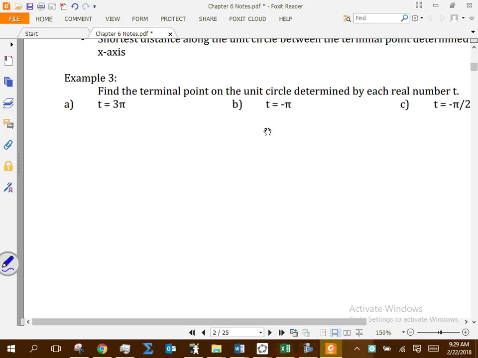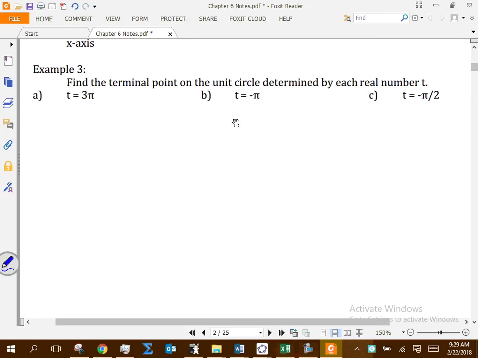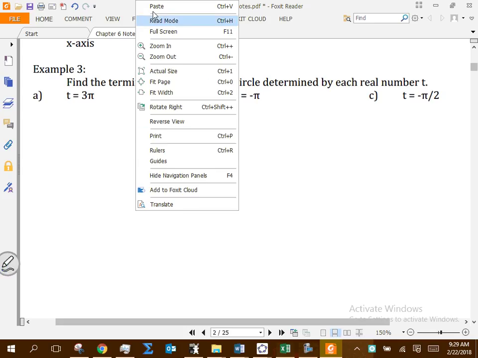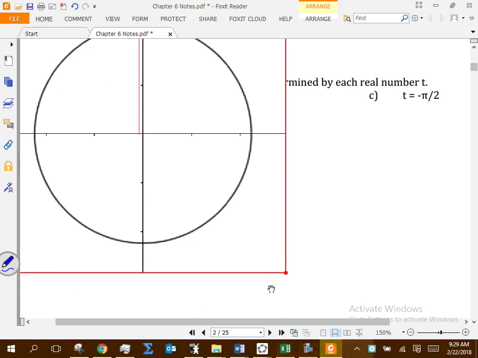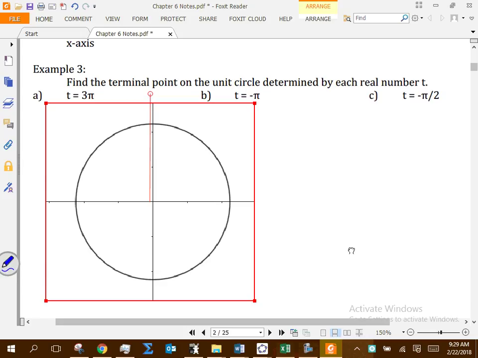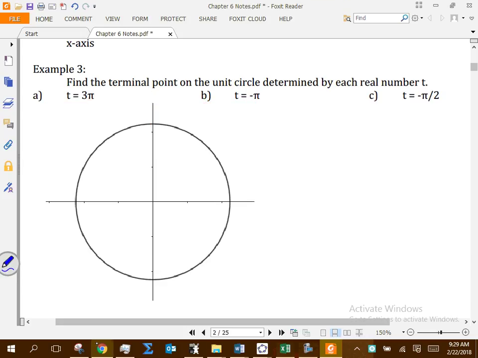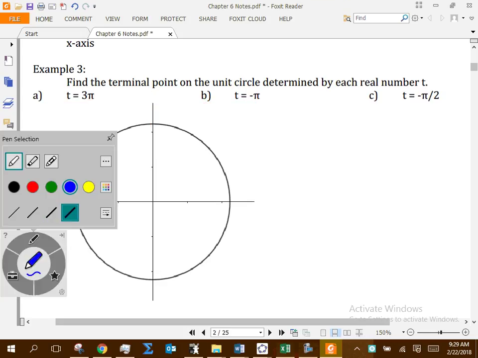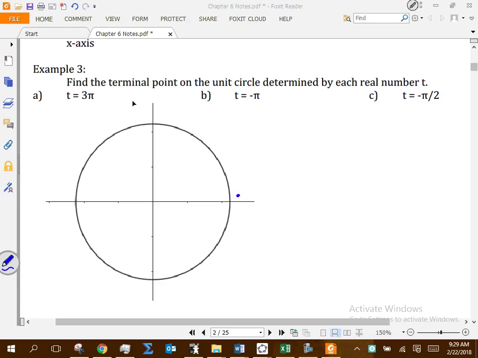Example 3 here says, find the terminal point on the unit circle determined by each real number t. So when they're saying the real number t, they're talking about, again, the arc length that we have to travel. Let's just get a circle in here. We're going now from 0. It's a positive number, so t is being traced out this way. That would be pi, right? That arc length would be 2 pi.